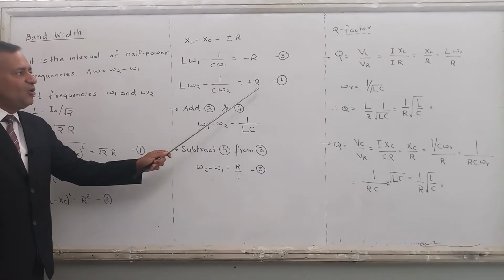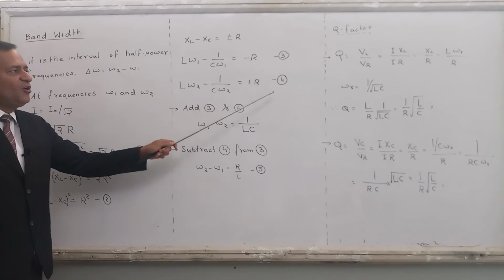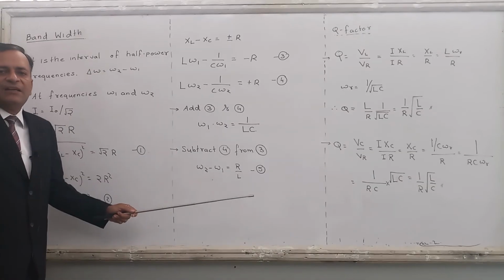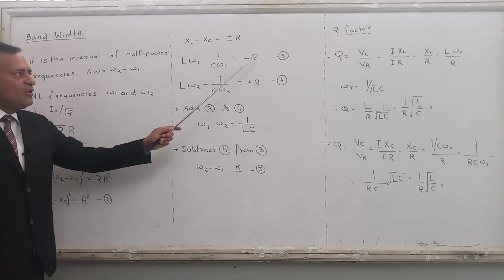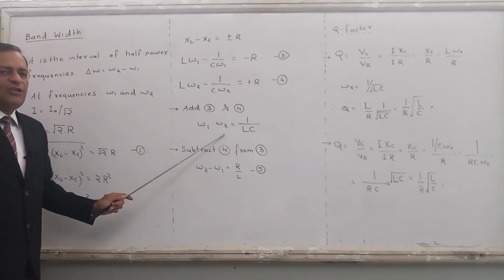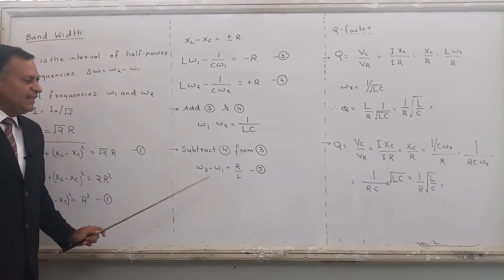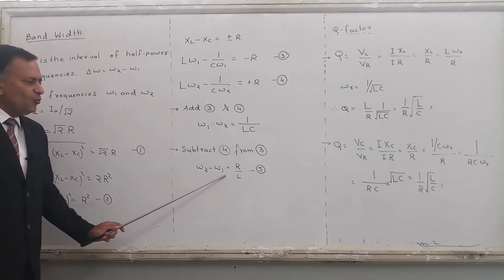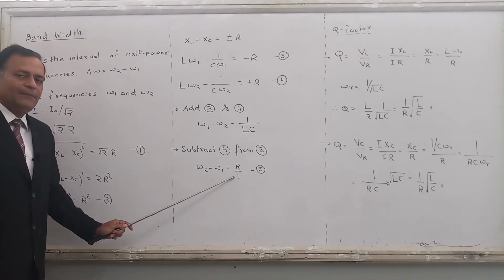अभी आप फिर बोलोगे सर 4 को 3 में से subtract करना जरूरी है, 3 को 4 में से करूं चलेगा भाई. It is all algebra. It is your wish. So subtraction of these two equations and this equation, ये तीनों यूज करना है and then you will get the result: omega 2 minus omega 1 is equal to R by L.